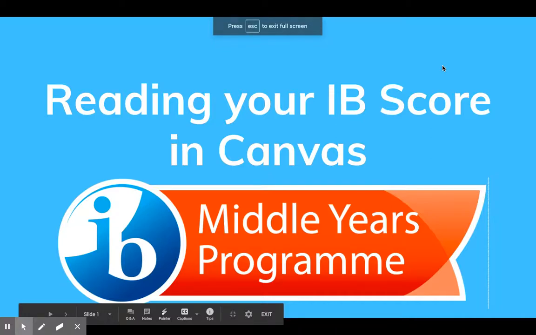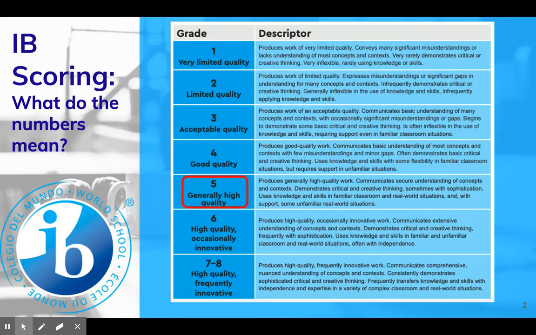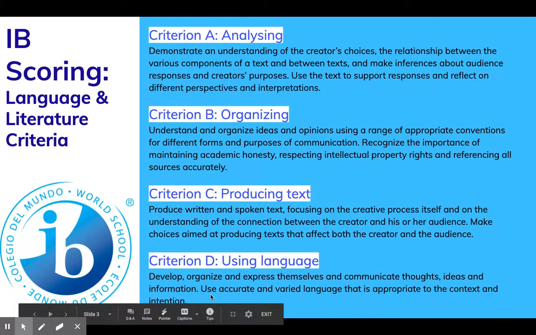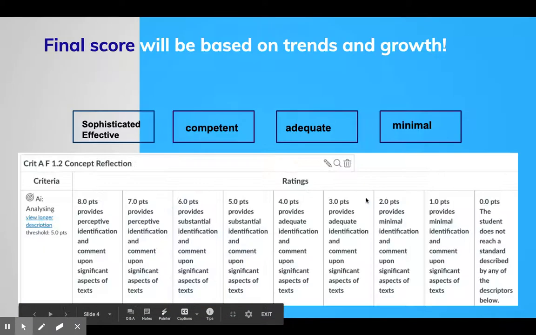When you're reading your IB scores in Canvas, there are a couple of things for you to keep in mind. First of all, remember that your formative and summative assignments are scored on a 1 through 8 scale, with 5 being considered generally high quality or mastery. In each of your courses, you will be scored on 4 different criteria. So throughout the year, you'll be able to see how you're doing in each of those 4 areas. And at the end of the year, you'll receive one overall score that combines those 4 criteria.